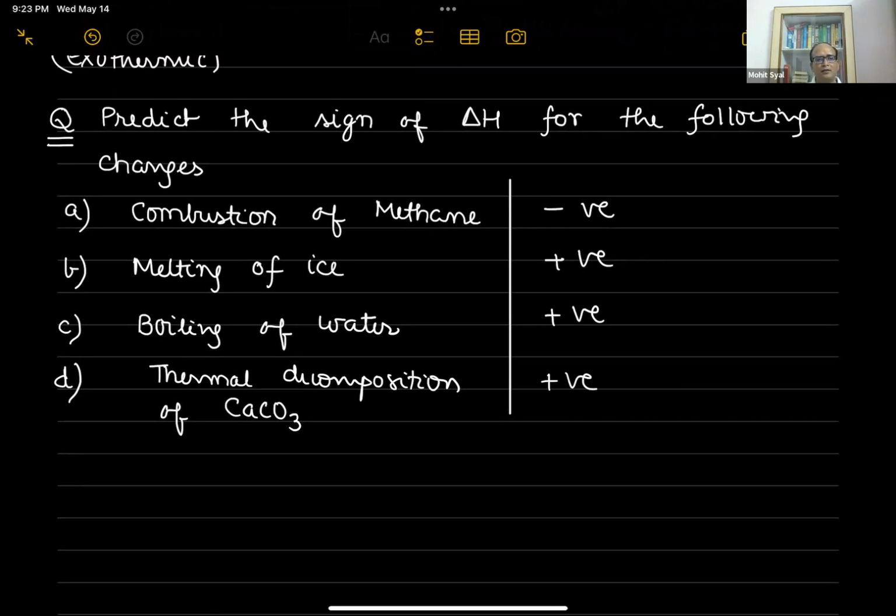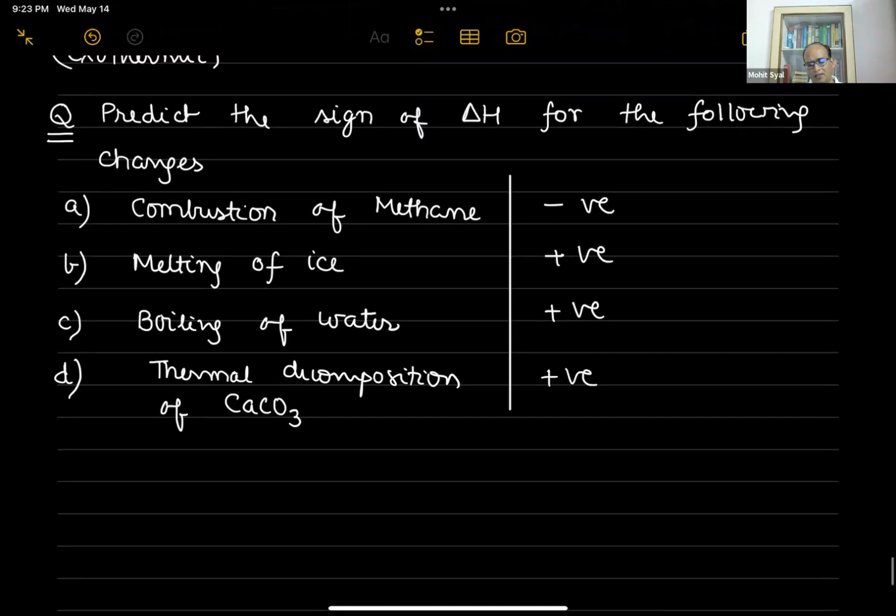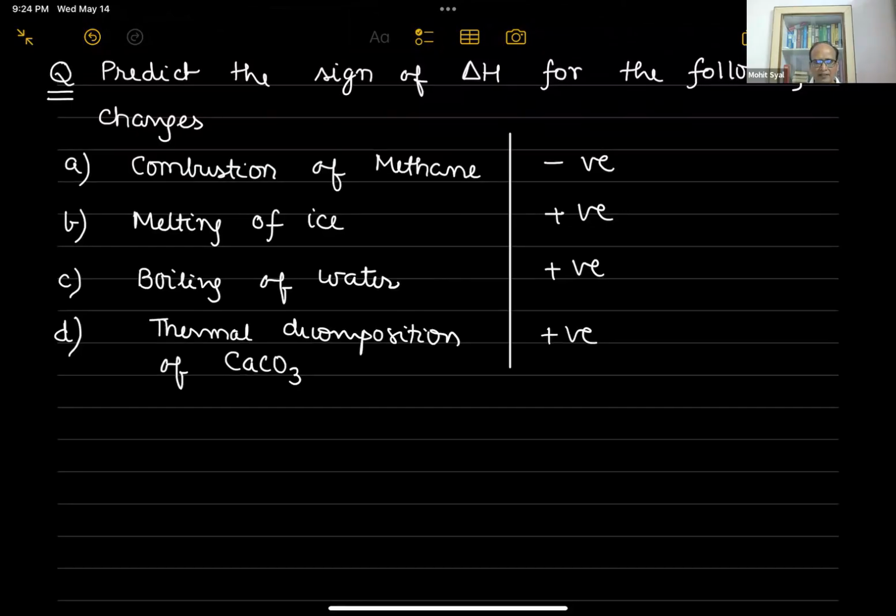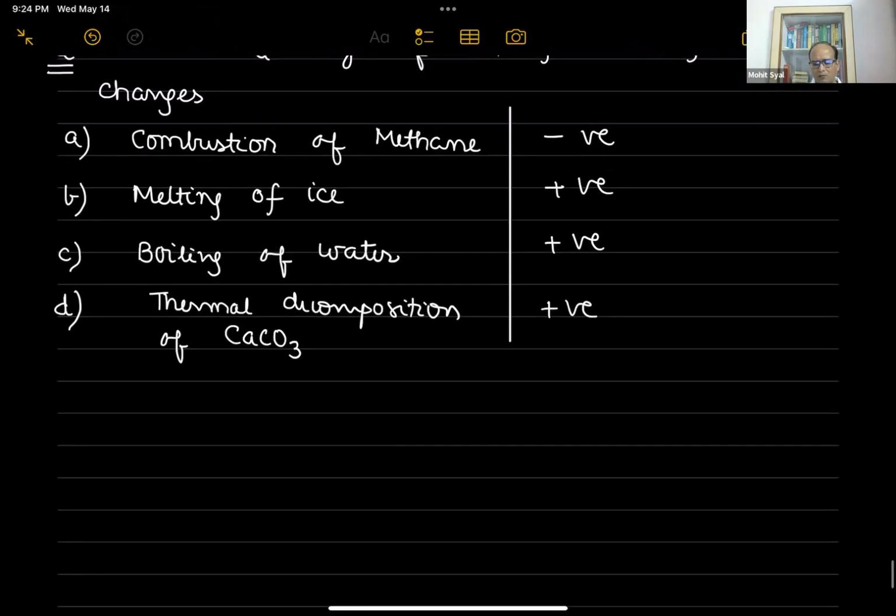And this is basically delta H for a physical change or a chemical change. Very simple. What you do over here is first notice the sign. That sign actually tells you. And there is one more way by which it can be written.